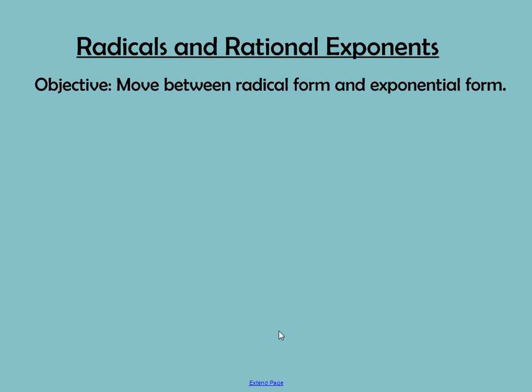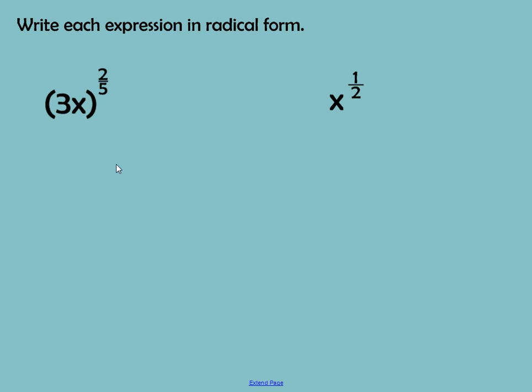Our objective in this video is to be able to move from radical form to exponential form and from exponential form to radical form. So here are two examples that are currently in exponential form because they have exponents, and we want to write each of these in radical form, meaning they should have some sort of radical symbol. When you have a fraction for an exponent, this is a rational exponent.